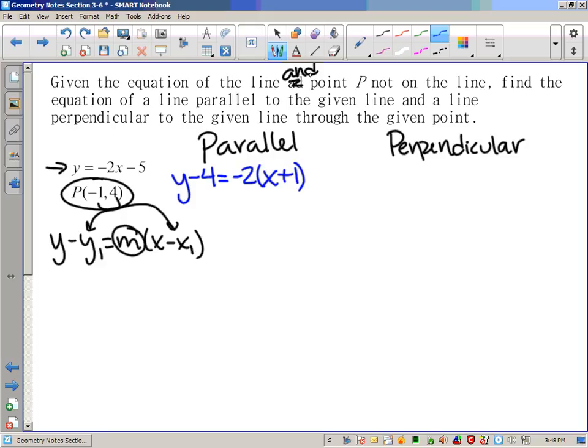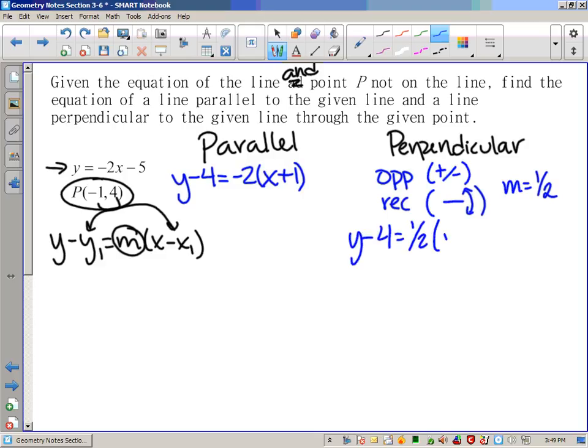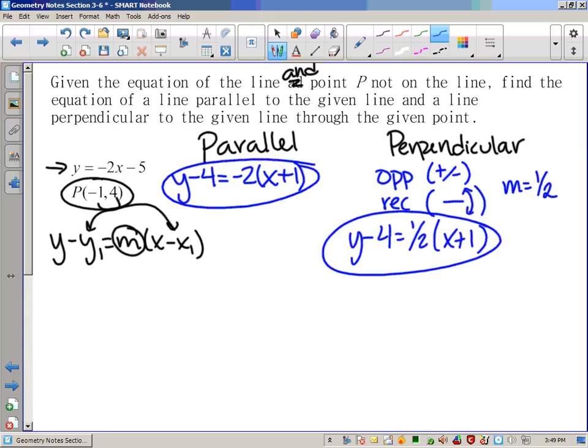Now perpendicular, hopefully you guys remember, we need to do two things. For perpendicular, we want opposite. That's talking about different signs, and then reciprocals. That's talking about taking a fraction and flipping it. So the slope for the perpendicular line would be +1/2. All that changes from my answer before to this answer is the slope, 1/2. And I'm done.